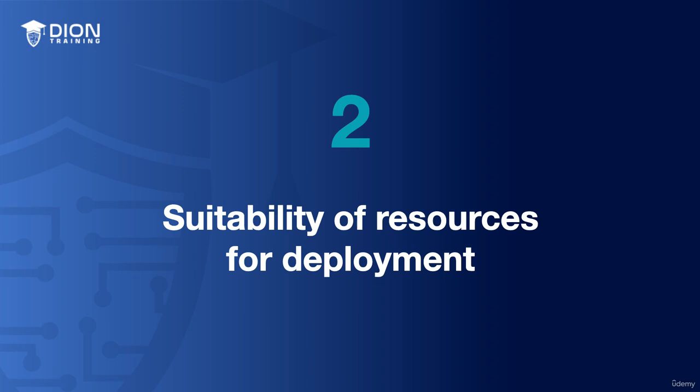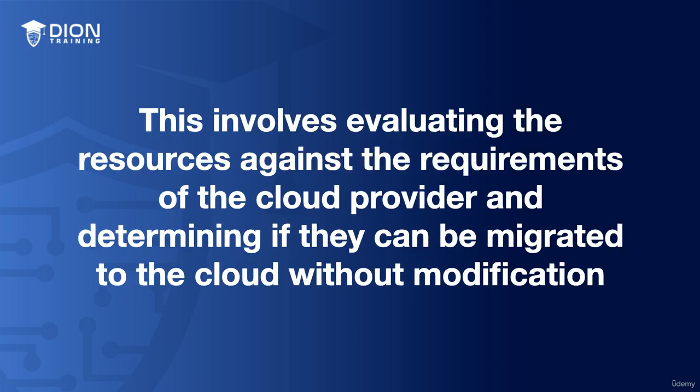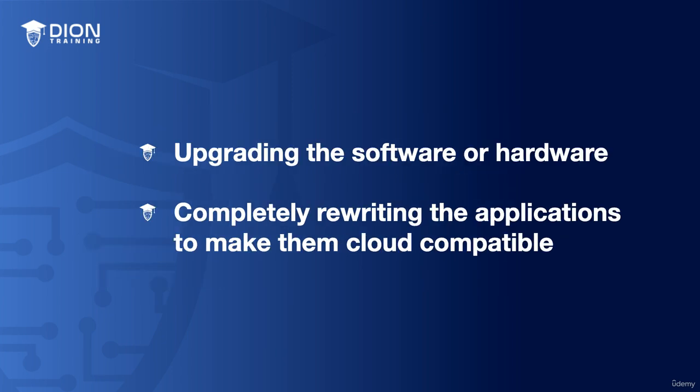Our second phase of the cloud migration is known as the suitability of resources for cloud deployment. Now, once the resources have been identified, your next step is going to be to determine the suitability for cloud deployment. This involves evaluating the resources against the requirements of the cloud provider and determining if they can be migrated to the cloud without modification. This may include upgrading your software or hardware, or completely rewriting your applications to make them cloud compatible. It's also important to identify any resources that are not suitable for a cloud deployment because these may need to be replaced or eliminated prior to doing your migration.